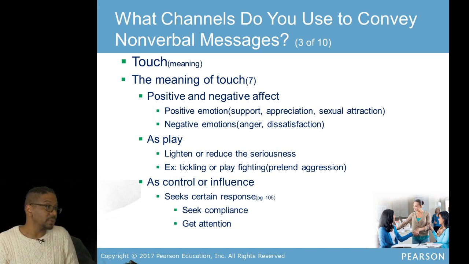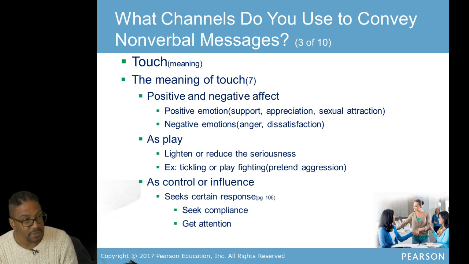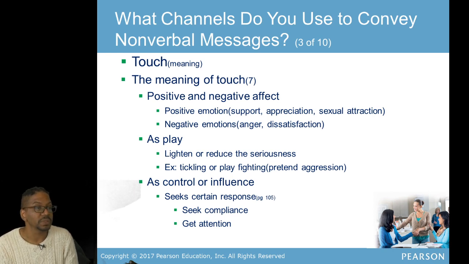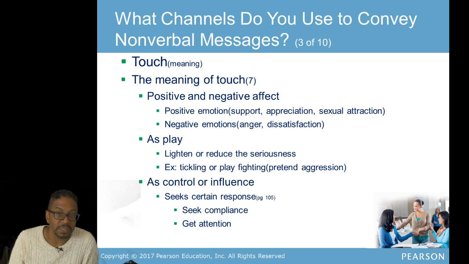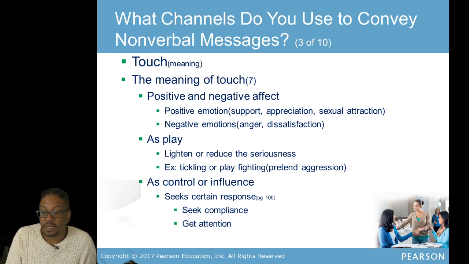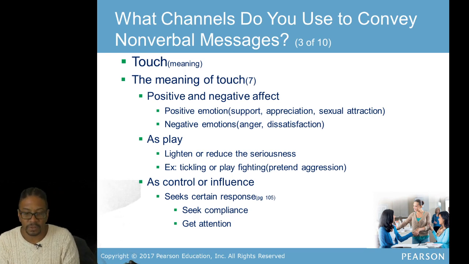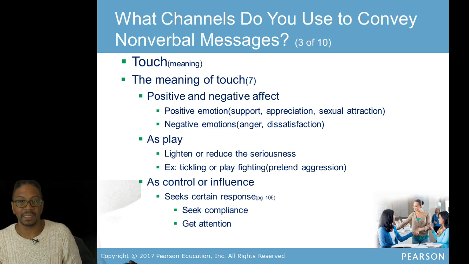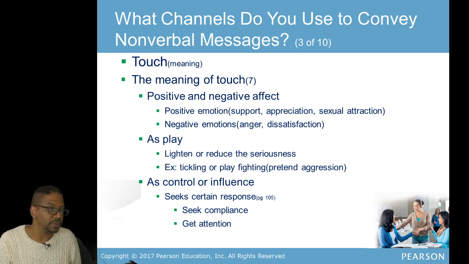Now continuing with touch, there can be positives and negatives. It can show things such as support and appreciation, which are positive things. Negative emotions such as anger and dissatisfaction can show too, even in just how somebody hands you something. Maybe they kind of shove it upon you rather than gently handing it to you. That can be an example of conveying a negative emotion.